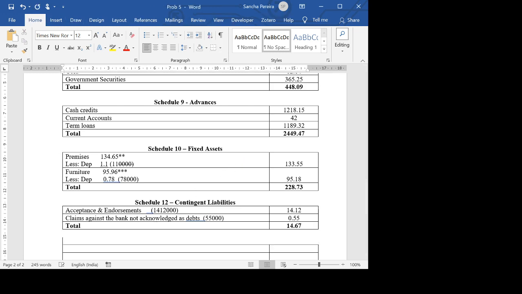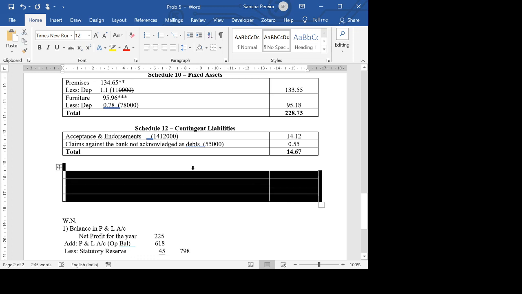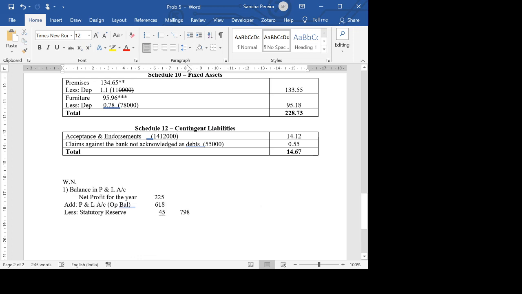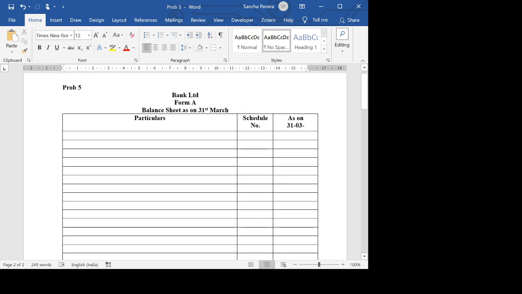Okay. So that's it. We are done with all the schedules. For the last one, bills of collection, there is no schedule. We directly show it in the statement. You don't have to do a separate working note. So now what we have to do is just post these items with their totals in the balance sheet and see if our balance sheet is tallied.